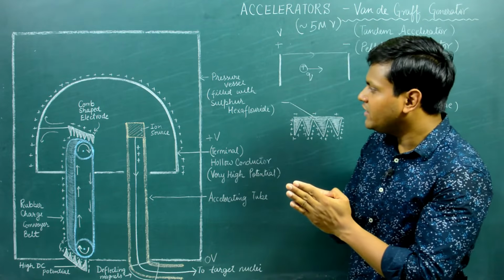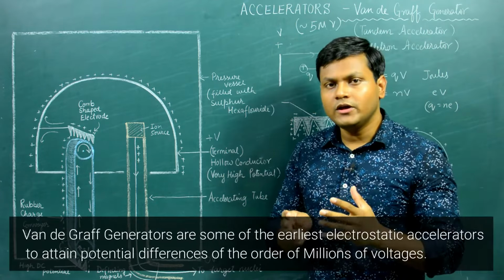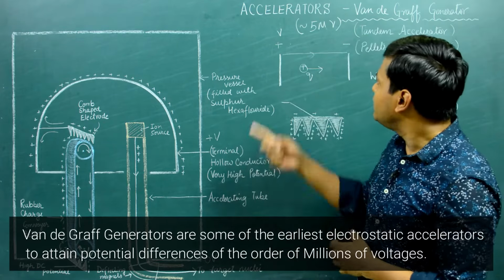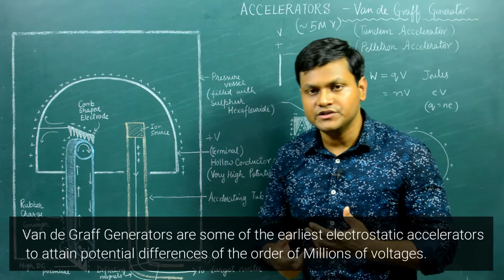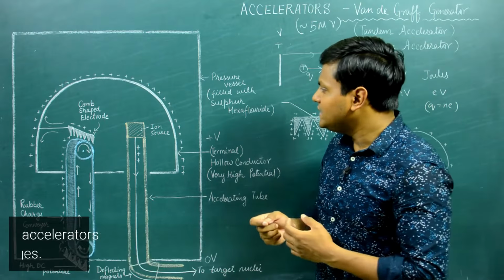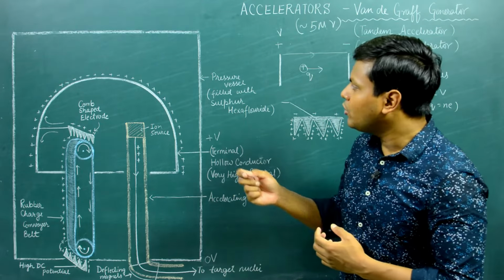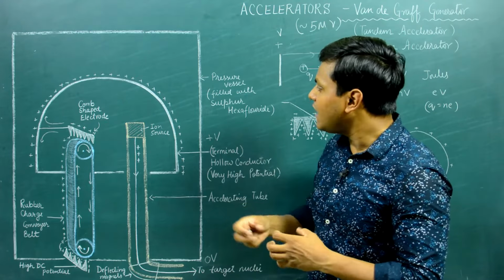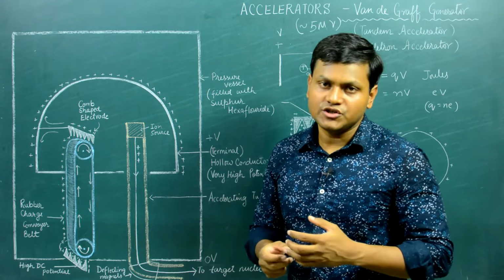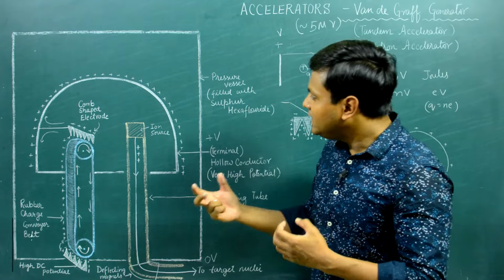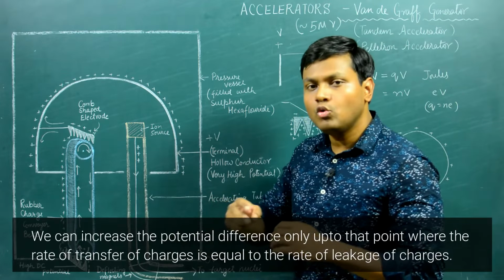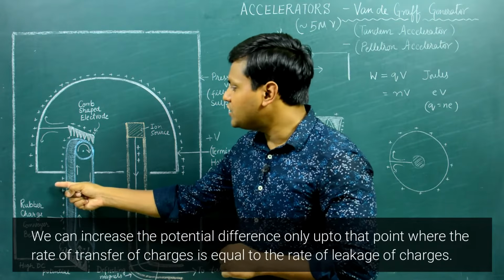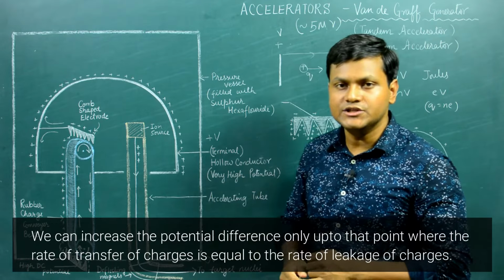Now, Van de Graaff generators are quite popular because these are some of the earliest accelerators to attain potential differences of the order of millions of volts. However, one small disadvantage is that we cannot keep on adding charges infinitely in a practical manner, because after some time leakage of charges starts happening. So we can keep on increasing the potential difference only up to the point where the rate of transfer of charges is equal to the rate of leakage of charges.